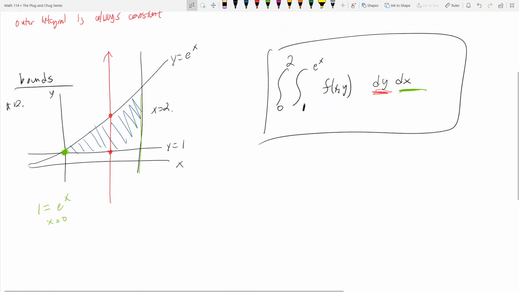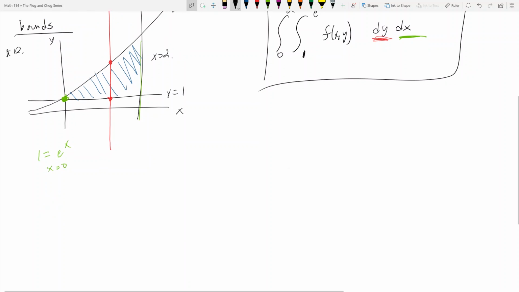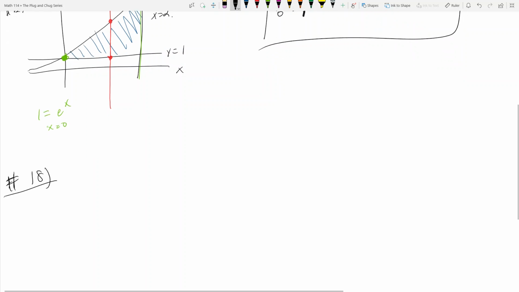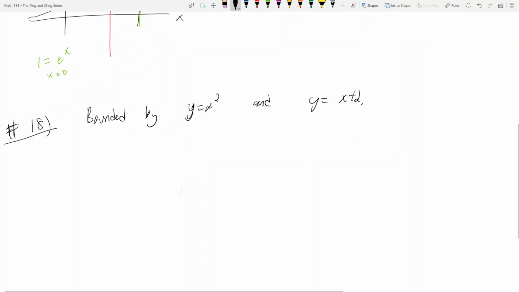So now, if they give you a picture, you can find the bounds. But what if they just give you some equations? What if they just said, so this is number 18. This is number 18 in this section. It says it's bounded by y is equal to x squared and y is equal to x plus 2. So what do you have to do? You have to draw the picture first.